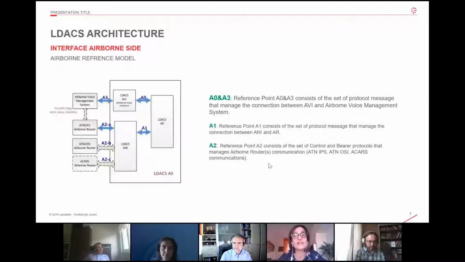What are the interfaces between these blocks? A0 and A3 are the interfaces in charge of the exchange of messages related to digital voice communication, while the A1 interface permits the exchange of all the protocol messages that manage the connection between the access network interface and the Airborne radio. So these are all the messages proper to the LDACS air-ground data link, which permit registering on the network, authenticating, and then exchanging all the data. And then there are all the external interfaces that support the services, which can be ATN IPS, ATN OSI, and ACARS communication.